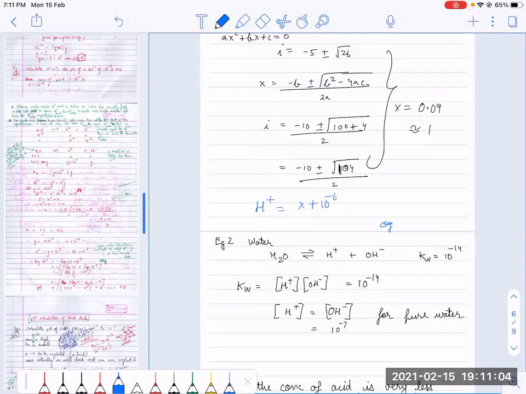So here I is equal to 0.1 or 0.09, while c is equal to 10 to the power minus 7 into I, which is equal to 0.1 into 10 to the power minus 7. Okay, and H plus is c plus 10 to the power minus 6, which is 0.1 into 10 to the power minus 7 plus 10 to the power minus 6. And this is what?